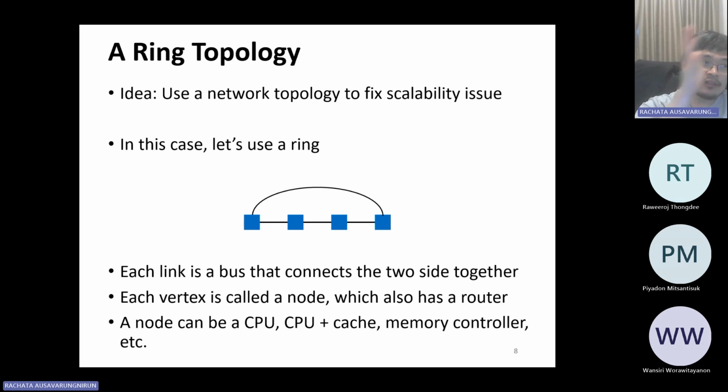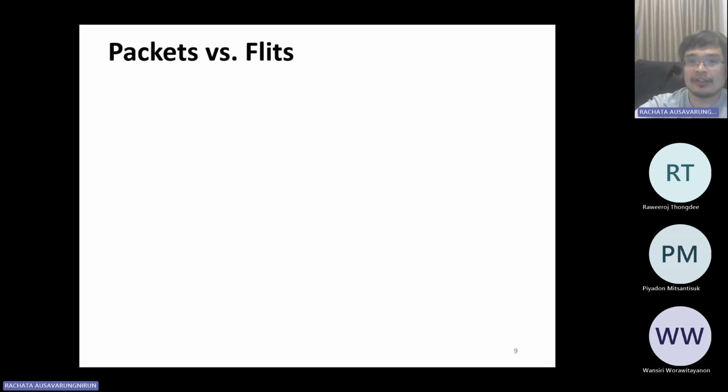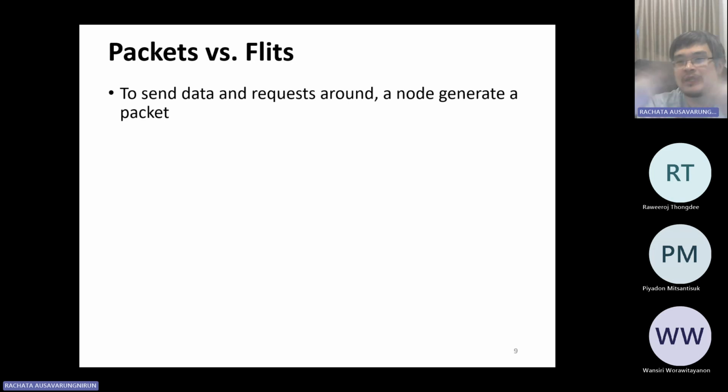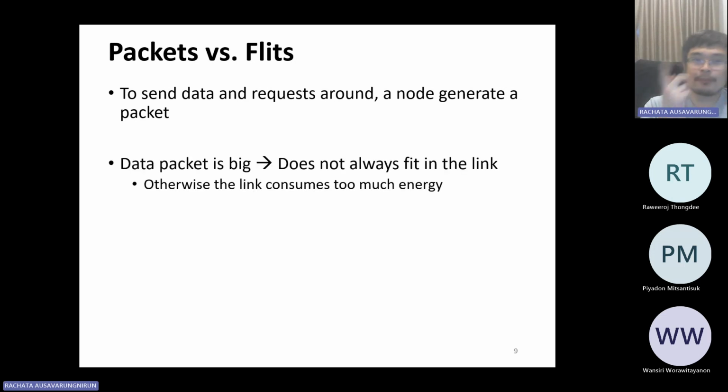So that's the topology. Then I just talk about this thing called a packet. A packet is basically a bulk of data, right? It is used to send things around. When I want to request a cache, for example, I generate a data request packet, right? But the thing is, the data packet is big. It doesn't always fit in the link. Imagine there's a small link in the CPU, right? If you make a big link, it will consume too much energy.